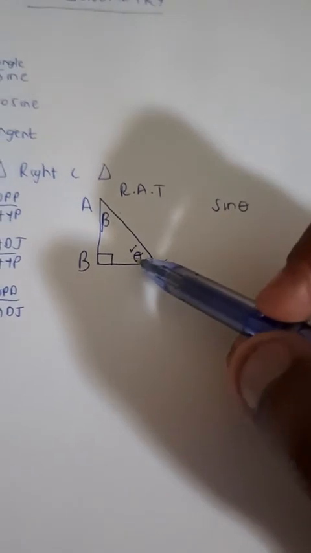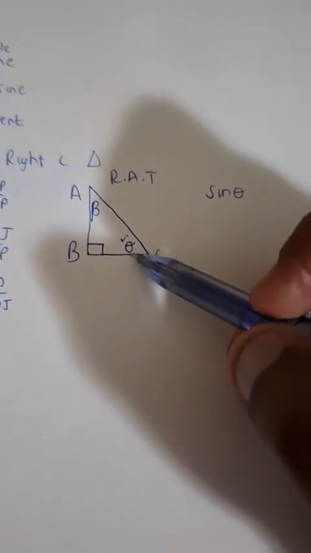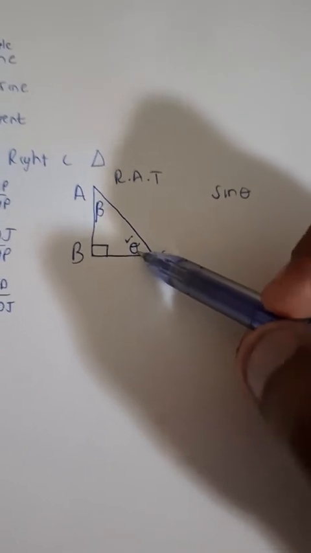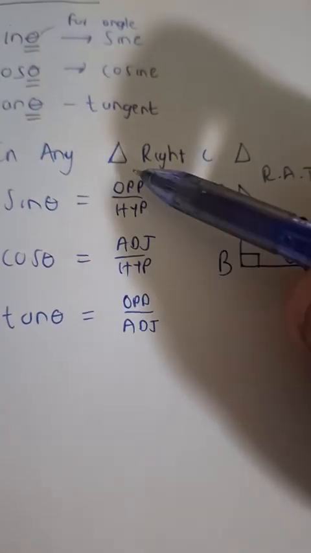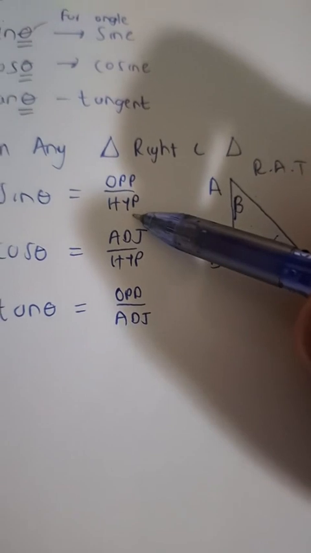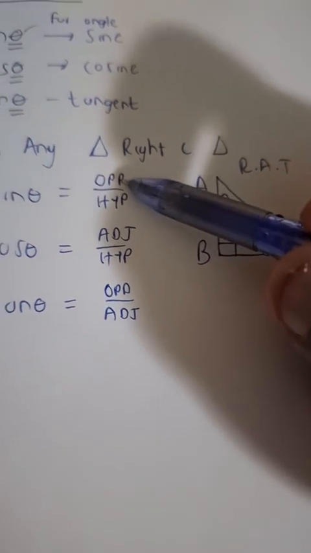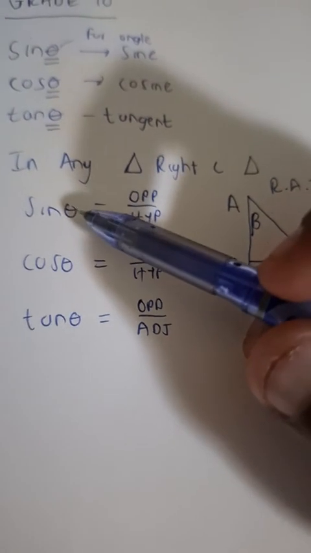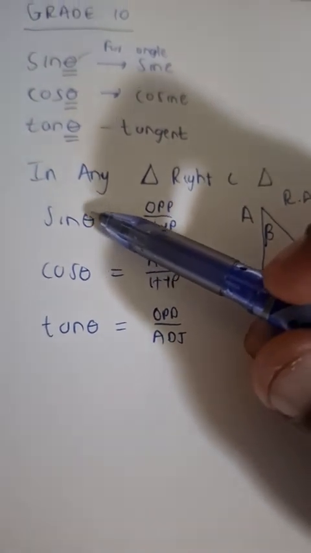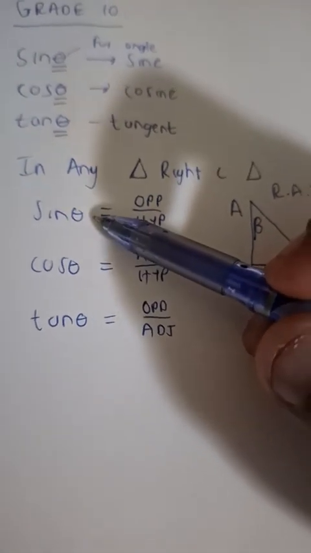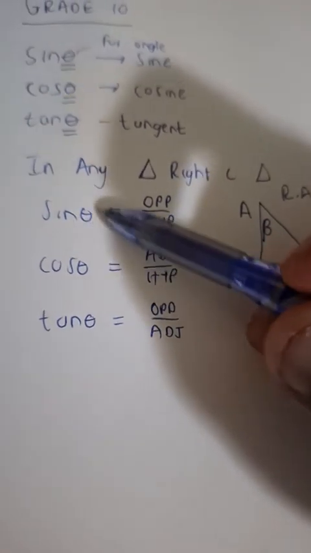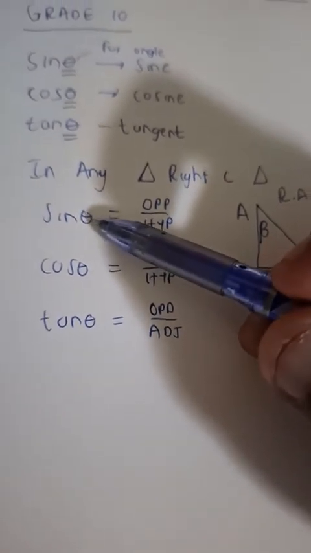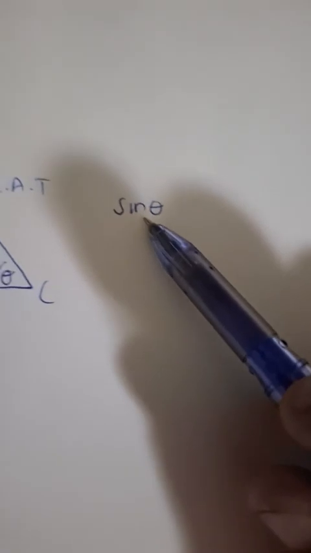So this is the angle we are referring to. If we say sine theta, we look at the definition. The definition of sine theta is opposite side over hypotenuse side. Now this opposite stands for the side that is opposite the angle theta. Opposite side means the side that is opposite the angle theta, because they are referring to sine theta.